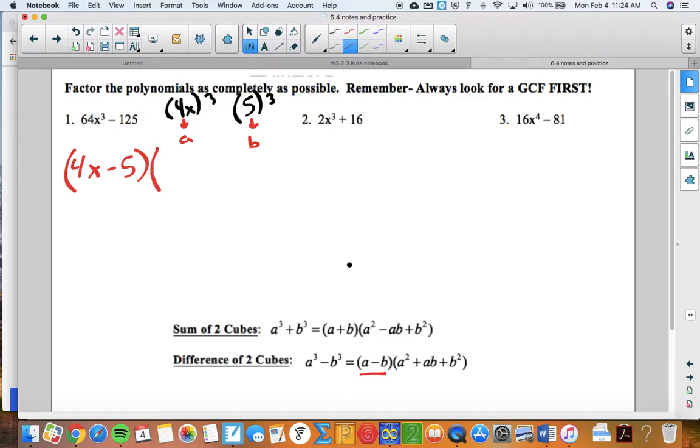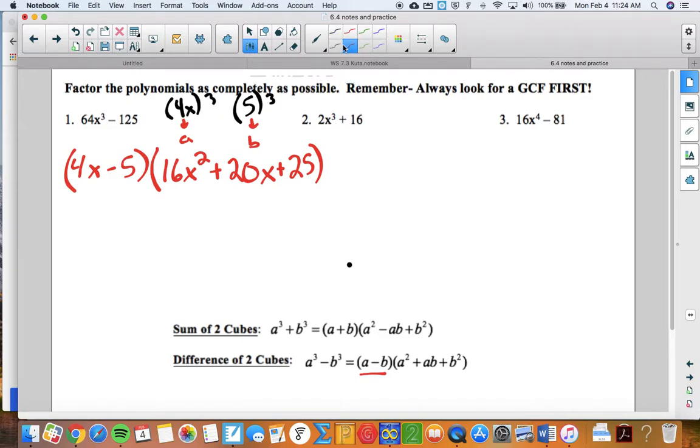Now I have to square my a term, so I have to square the 4 and square the x. That's 16x squared. And then I add the product of a and b, so 4 and 5. 4x times 5 is 20x. And then I add b squared, which would be 25. So this is my factored form of that problem.